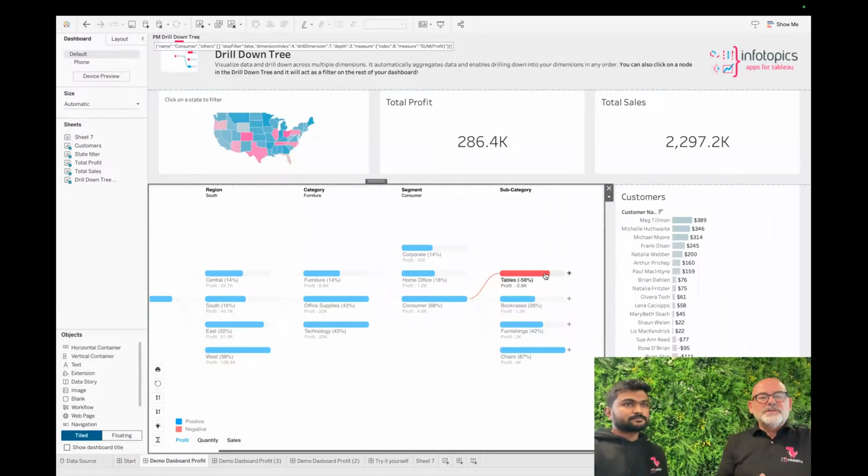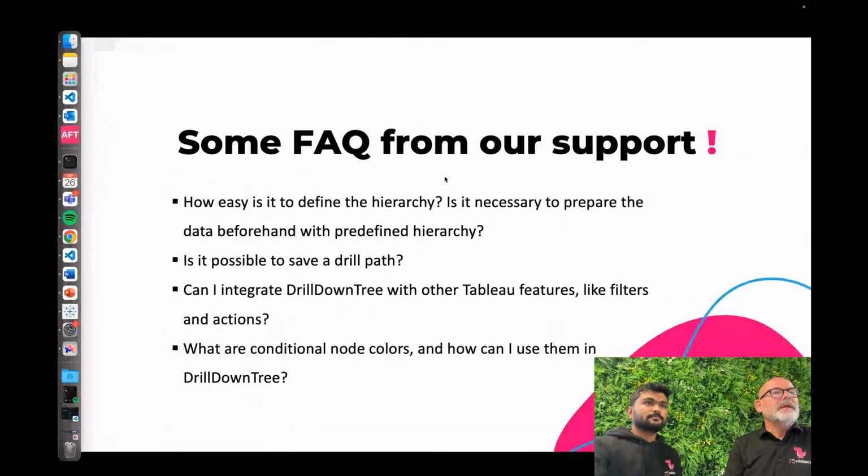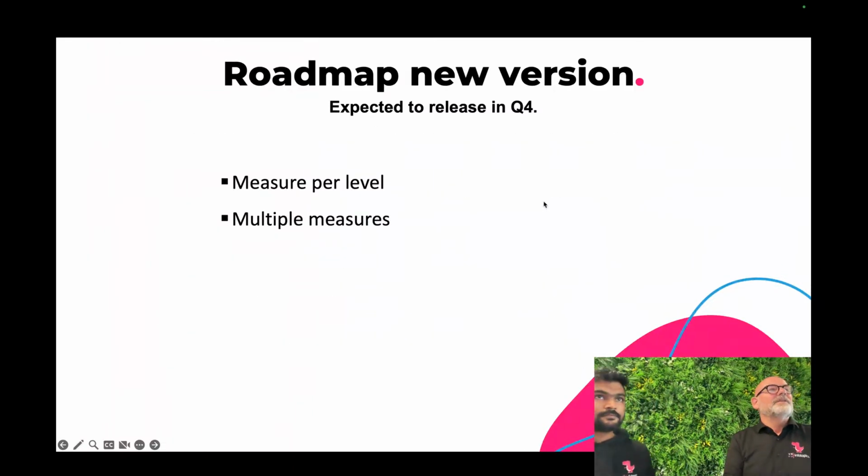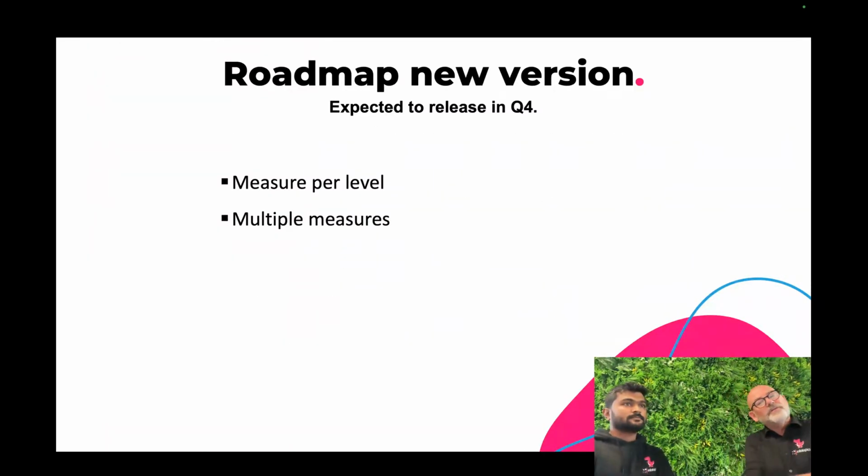Are there any future developments? Yes, there are. For the next version of DrillDownTree, we have a roadmap, and the next items we are going to address are the ability to select different measures per level. So, for instance, on a region level, you might be interested in the sales volume, whereas when you drill down one level beyond, for instance, on category, you might be interested in profit per category. And you will be able to do that in the drill down tree.